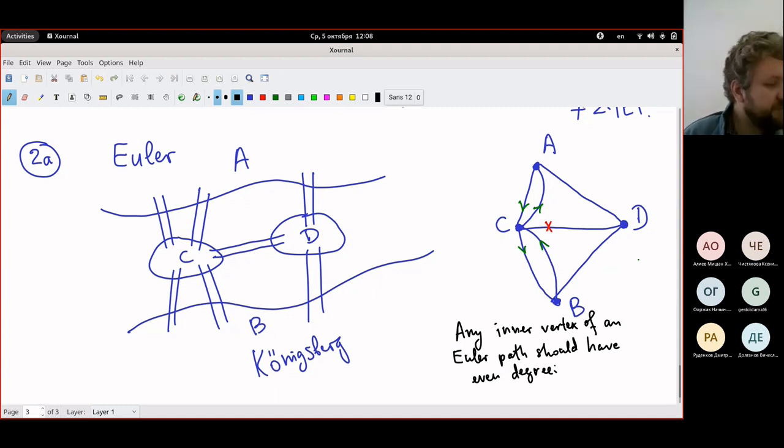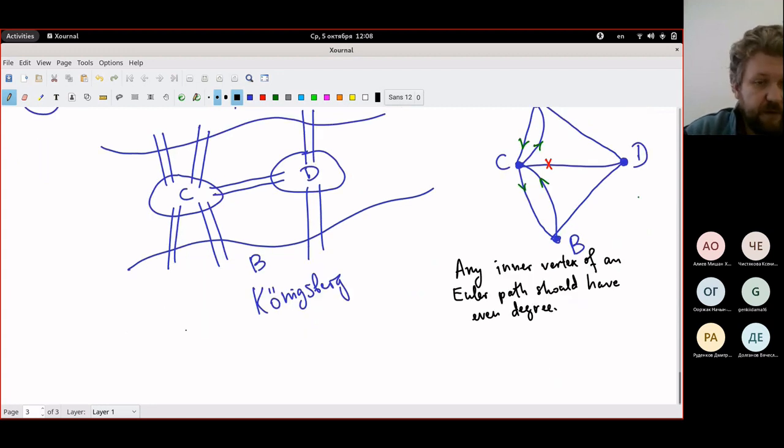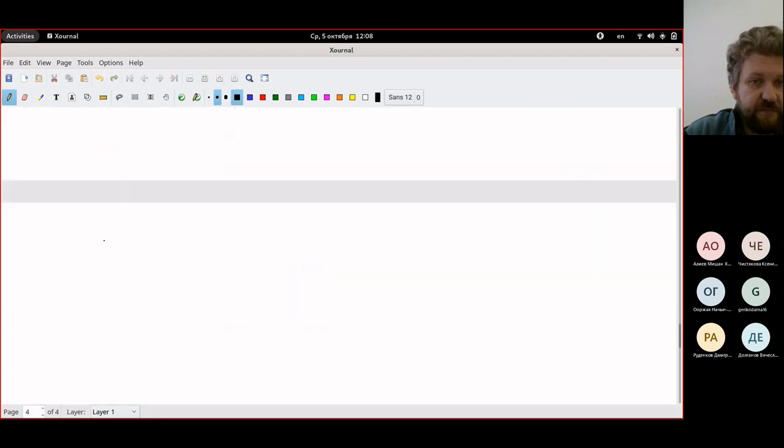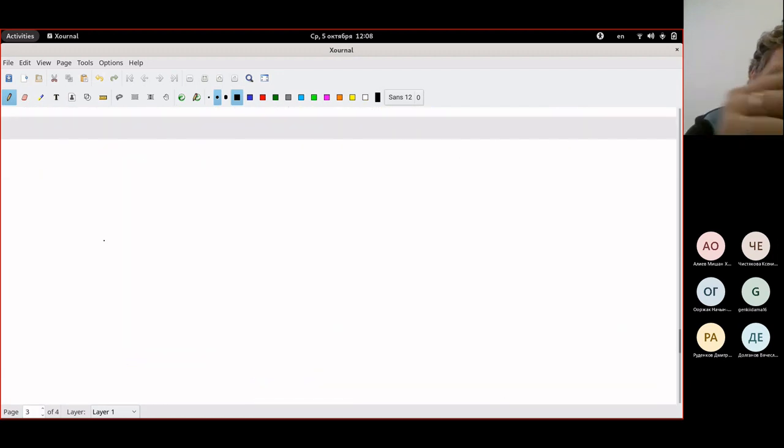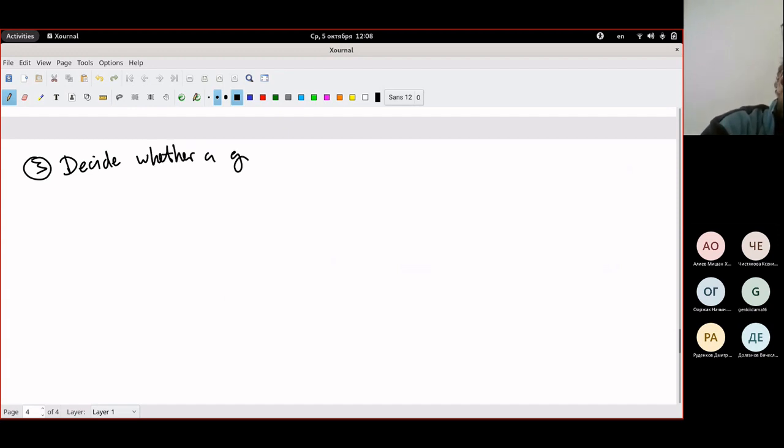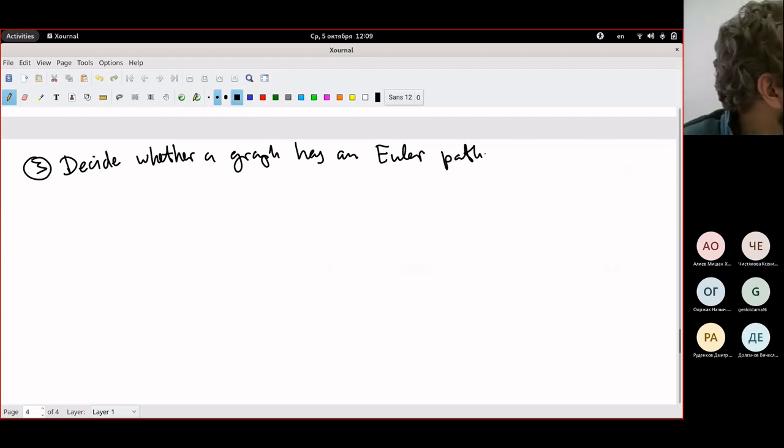Okay, so point 2b, as usual, we'll leave it for your home task. And now problem 3. How do you decide whether a graph has an Euler path in polynomial time? How do you do this?